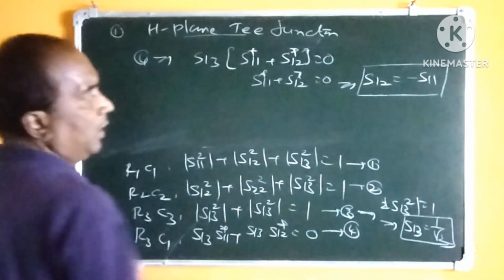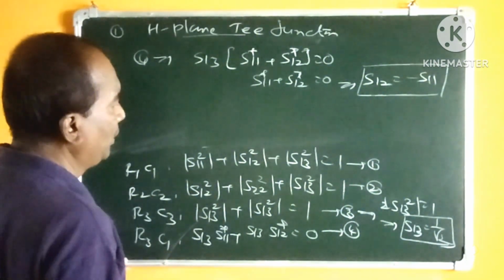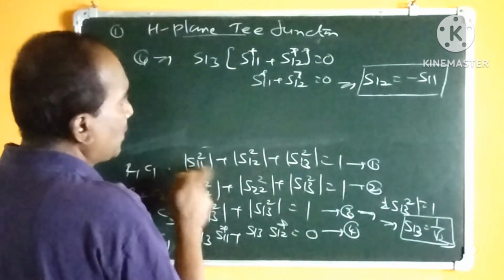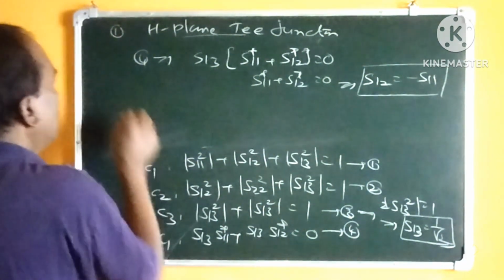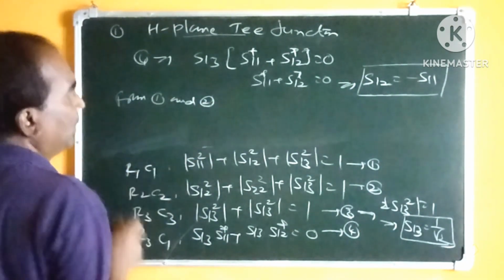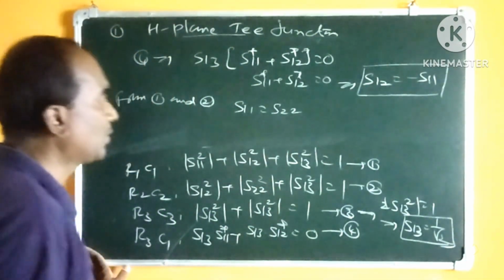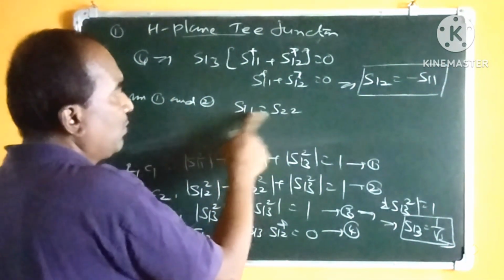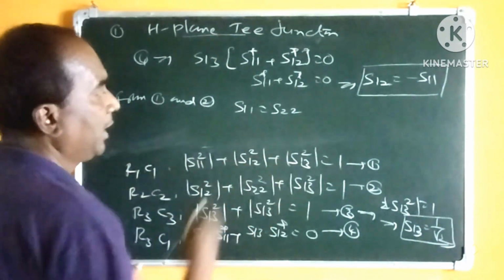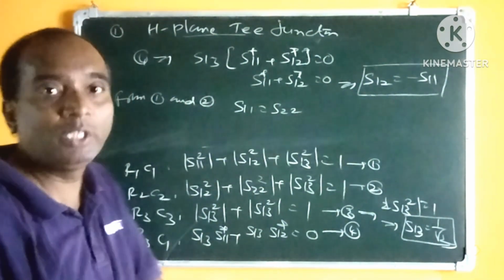Now by comparing equations 1 and 2, we can say that S11 equal to S22. Now by substituting this S11 equal to S22 in either equation 1 or 2, we can get the values of S11 and S22.